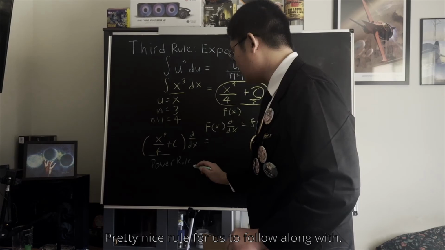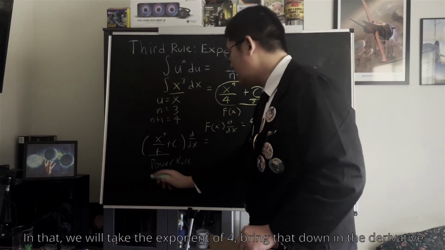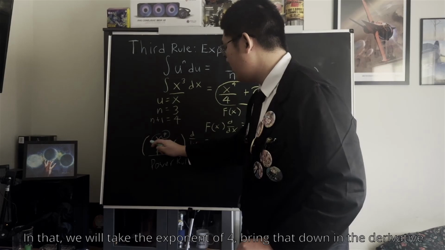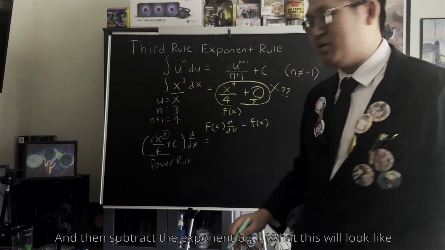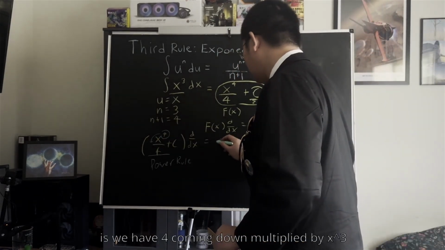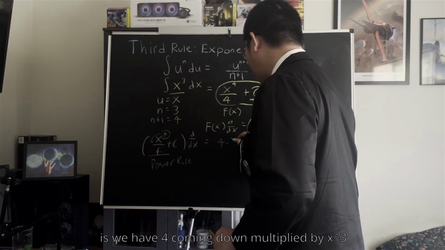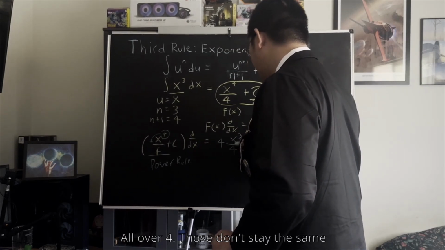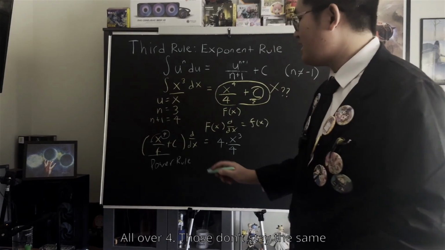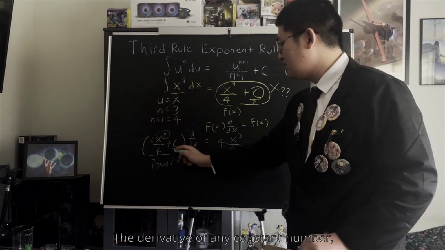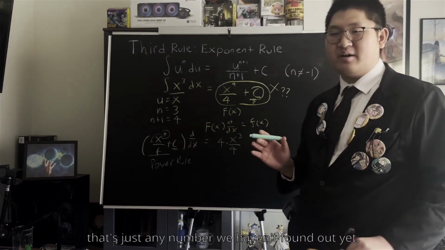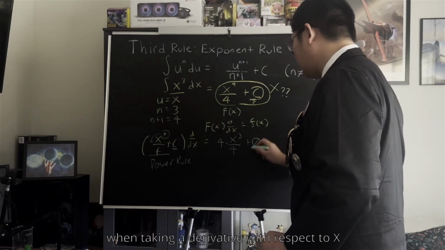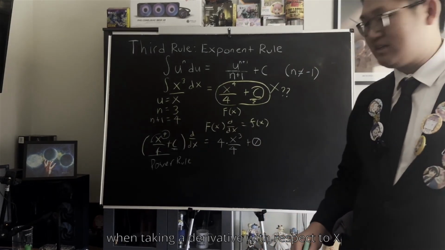Pretty nice rule for us to follow along with. In that, we will take the exponent of 4, bring that down in the derivative, and then subtract the exponent by 1. What this will look like is we have 4 coming down multiplied by x to the third power all over 4. Those don't stay the same. The derivative of any constant number, and that's just any number that we haven't found out yet, simply goes to 0 when taking a derivative with respect to x.